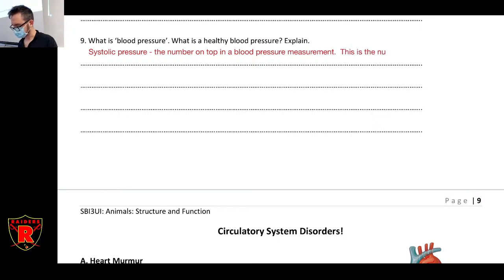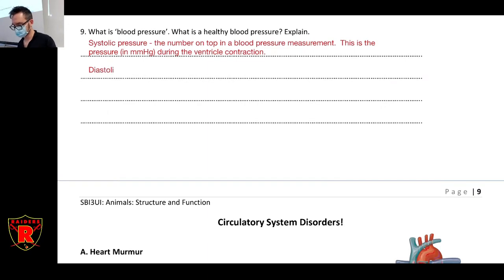This is the pressure in millimeters of mercury, which is a metric unit for pressure. Do you guys talk about that in chemistry? You use millimeters of mercury in chemistry? Oh, you do? So that's the pressure during the ventricles contracting. That's the highest pressure that your heart is currently putting out. So it's when the squeeze is happening in your heart, a measurement of what that pressure is during the squeeze. That's your systolic.